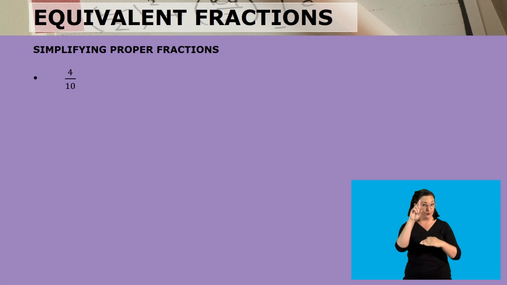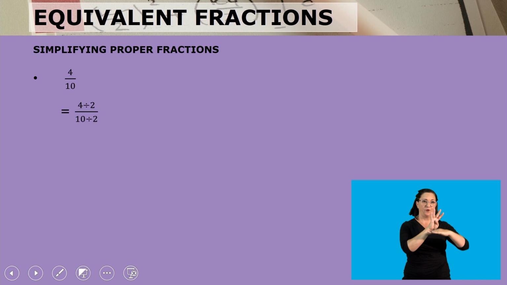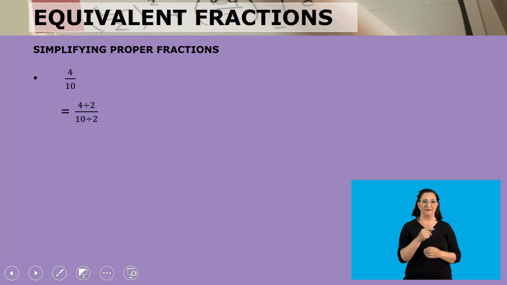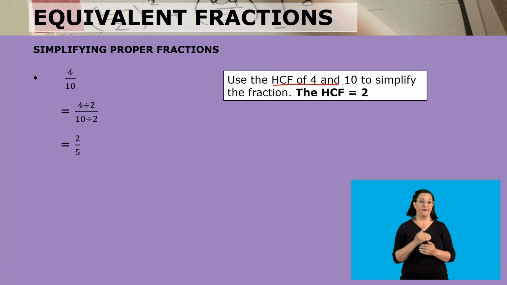Do you remember the highest common factor between 4 and 10? If you are thinking of 2, then you are absolutely correct. So what is going to happen here is that we are going to divide the numerator by 2 and we are going to divide the denominator by 2. Why are we dividing? Because we are simplifying this fraction. The answer then becomes 2/5 or 2 divided by 5. So remember, we use the highest common factor of 4 and 10 to simplify the fraction, and as we've seen there, that highest common factor is 2.